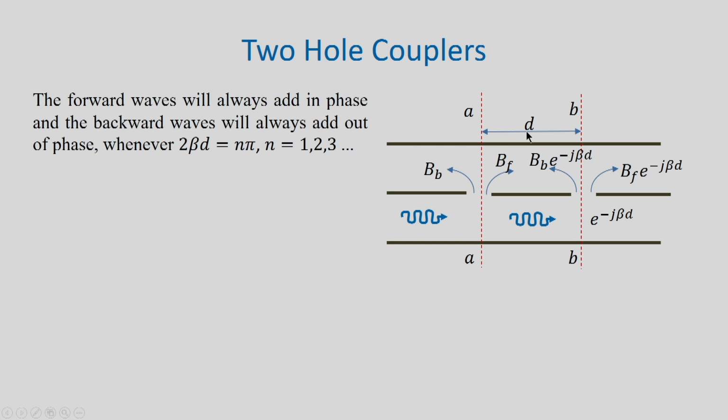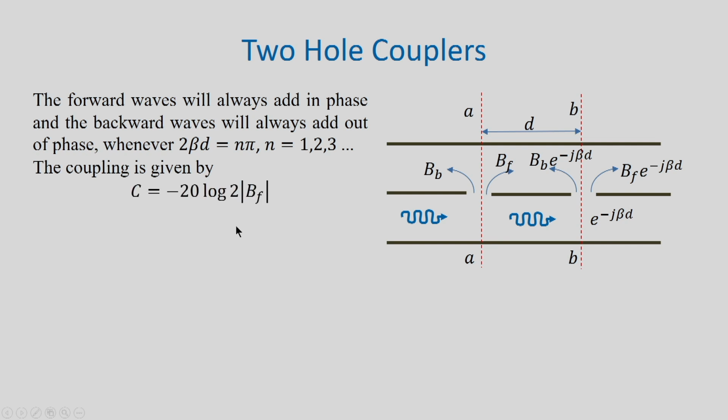So, if we take this d to be equal to lambda by 4, or rather lambda g by 4, where lambda g is the guide wavelength, then the backward waves can be cancelled at this plane A A, and we will be left with only the coupled signal at this plane B B.